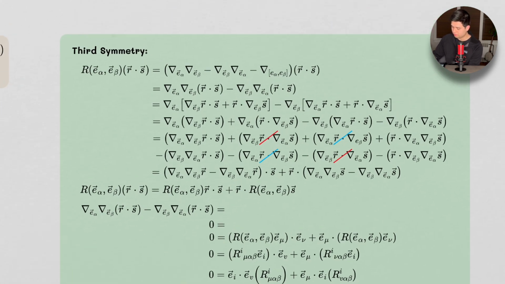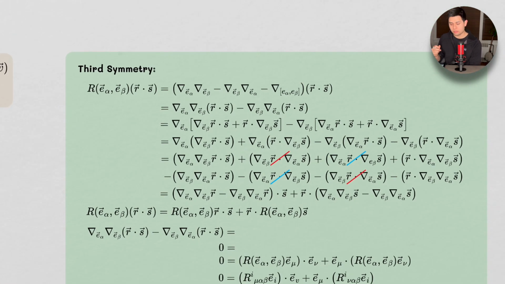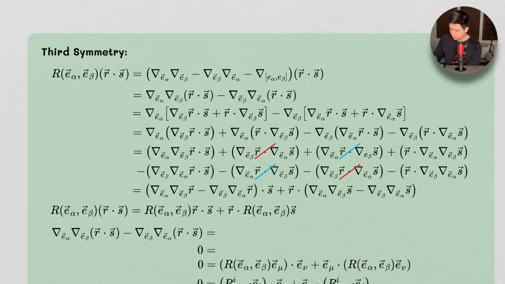So this is quite big and nasty looking, but we're going to dissect all of this. The idea here is we're going to be using metric compatibility. So we have our Riemann Curvature Tensor. This is the definition right here. And we're applying this on an inner product between two arbitrary vectors, R and S. Okay, here's R and S. So, let's go ahead and start.